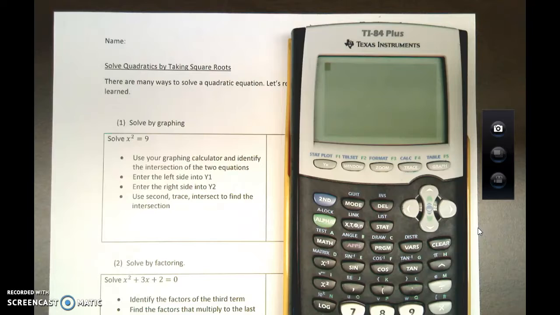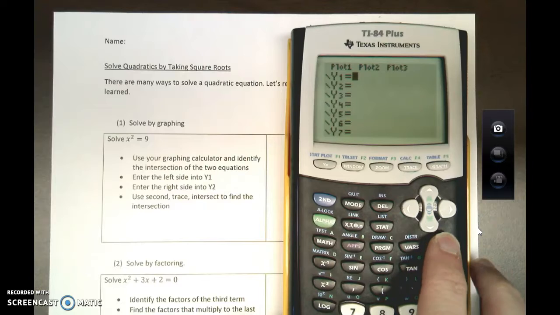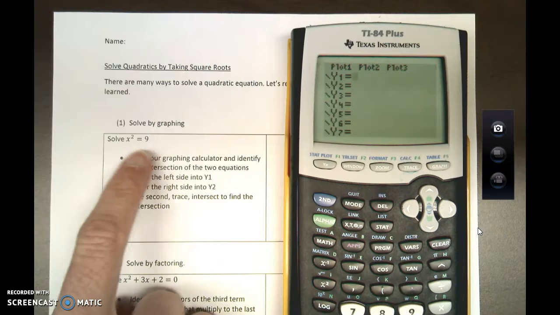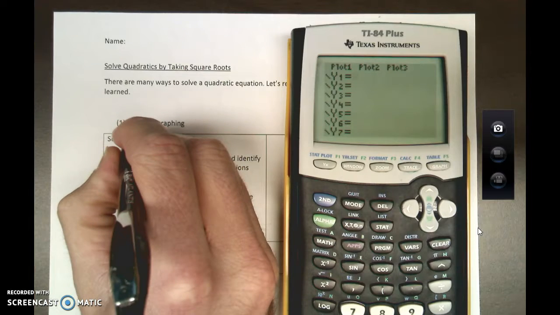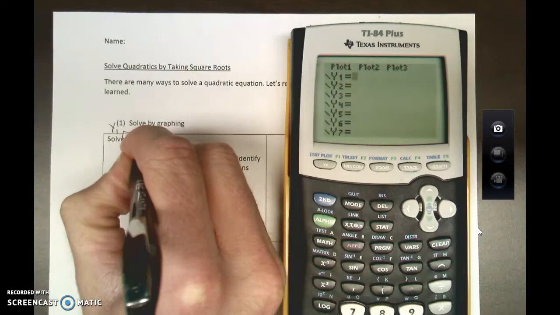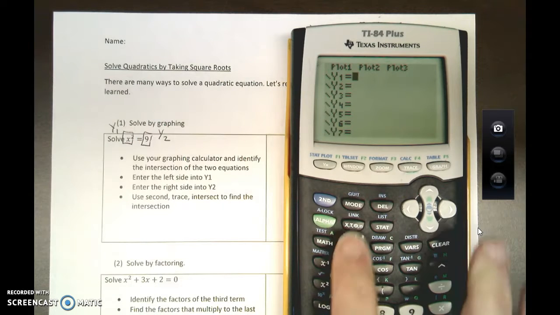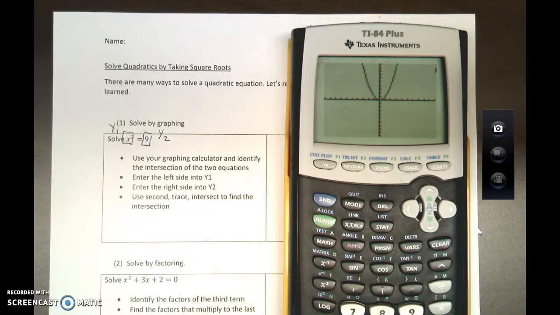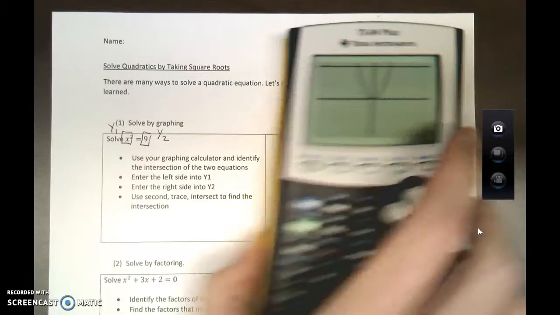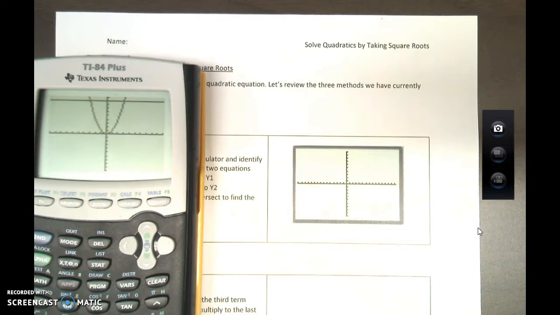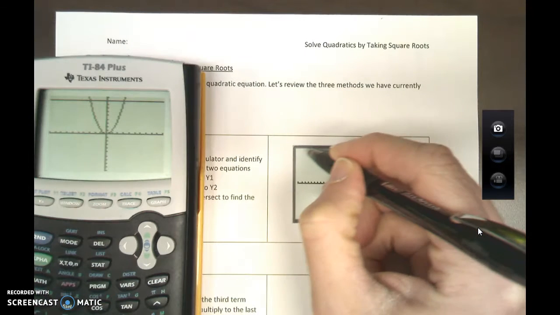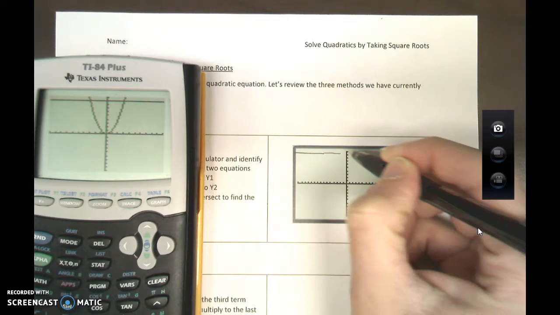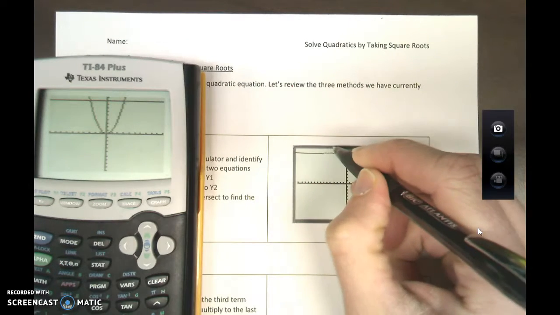Remember, to do that, we hit y equals on our calculator. Clear out whatever's on the screen, so just hit clear if there's anything there. And remember, the left side is y1, and the right side is y2. So for our equation, it's just going to be x squared and 9. Once you graph it, you can get a sense of where the two lines are intersecting. Just going to draw a sketch on our sheet as best as I can.